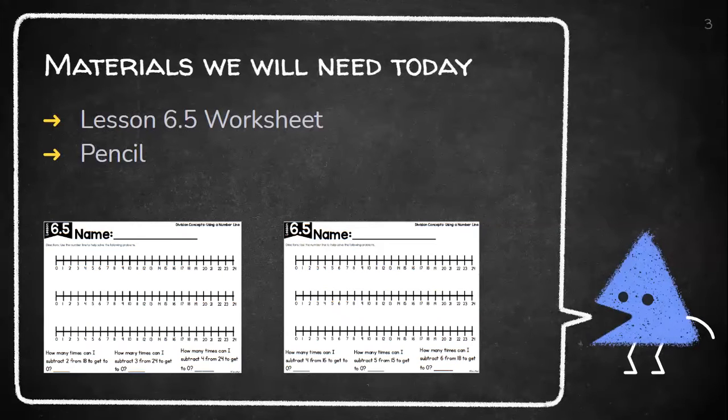Materials we'll need today is our 6.5 worksheet. There are going to be 2 pages. They both have number lines on them. And you're going to need a pencil. The worksheets look like the images below.